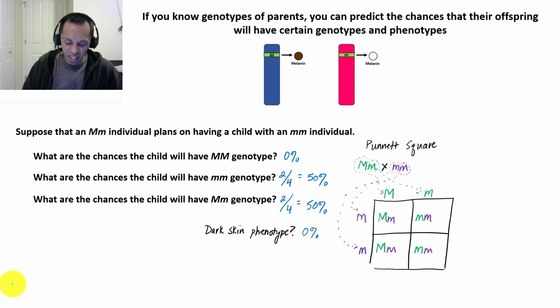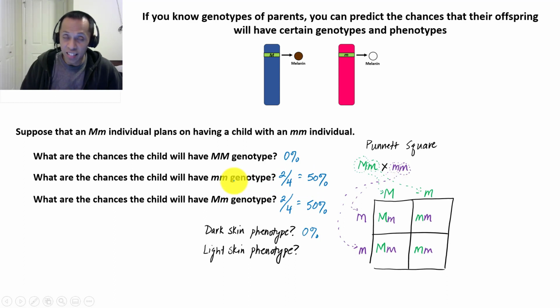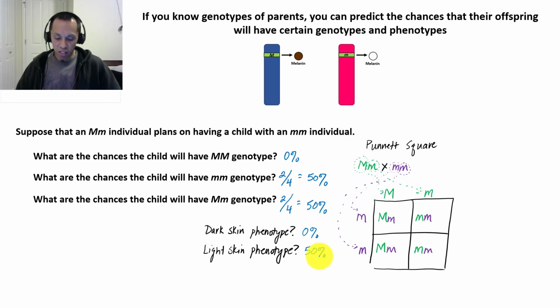We could also ask, what are the chances that this couple will have a child that will have the light skin phenotype? Because we know that the light skin phenotype is produced by the small m genotype, and because we know that this couple would have a 50% chance of producing a child that has a small m genotype, that tells us that there is a 50% chance that this couple will produce a child that has the light skin phenotype.